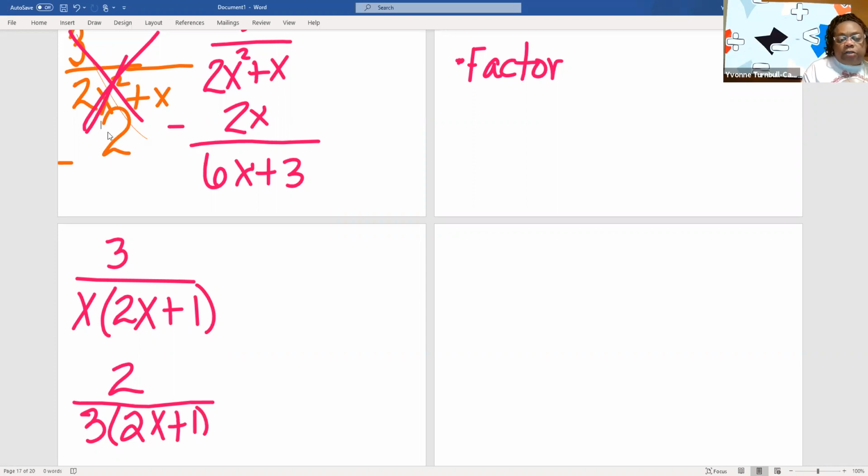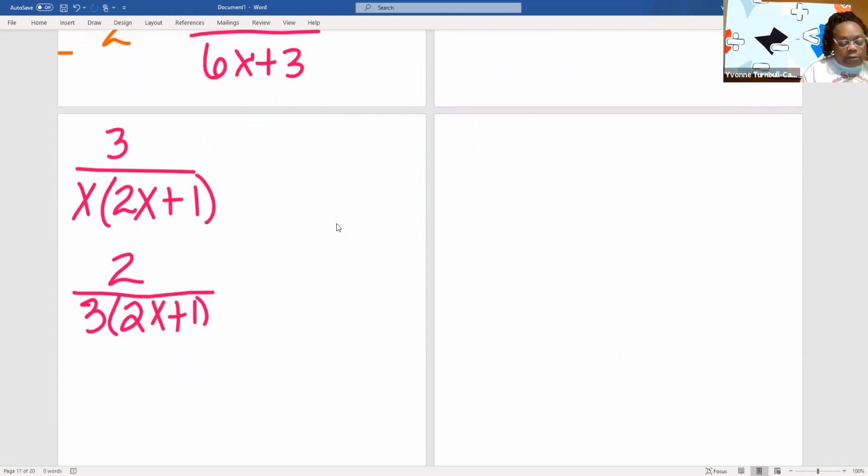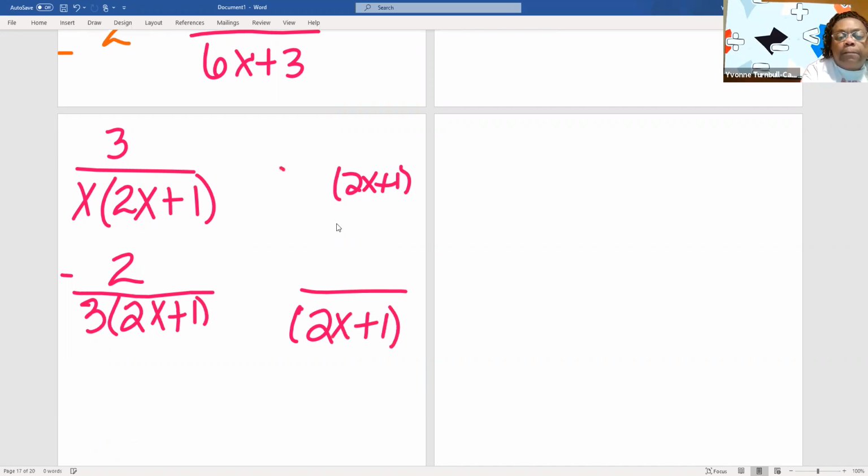Now the next thing is to identify the common factor. This is a subtraction problem. The common factor is 2x plus 1. That's what they both have. So that starts off my LCD, because that's what they have in common. I'm crossing it out because it's already done its job.